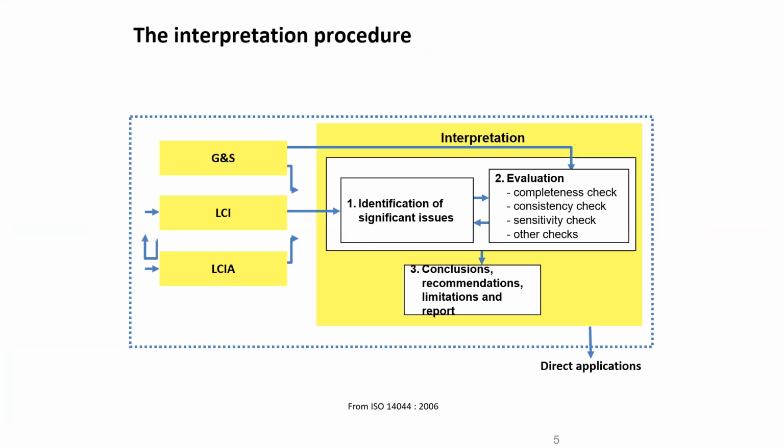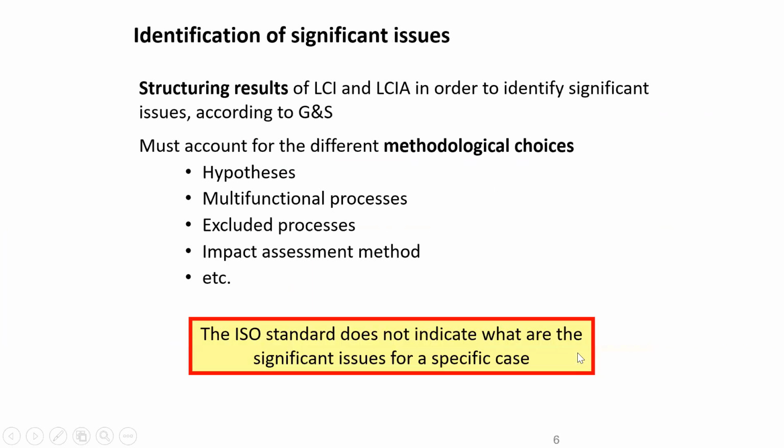For example, in the ISO methodology, you have a goal and scope definition, then LCI and LCIA, and based on the goal and scope you develop your LCI. From the LCI, you look at the identification of significant issues. You find out whether you have the data in terms of completeness and consistency checks, and then you come up with conclusions, and the results can be taken for certain applications.